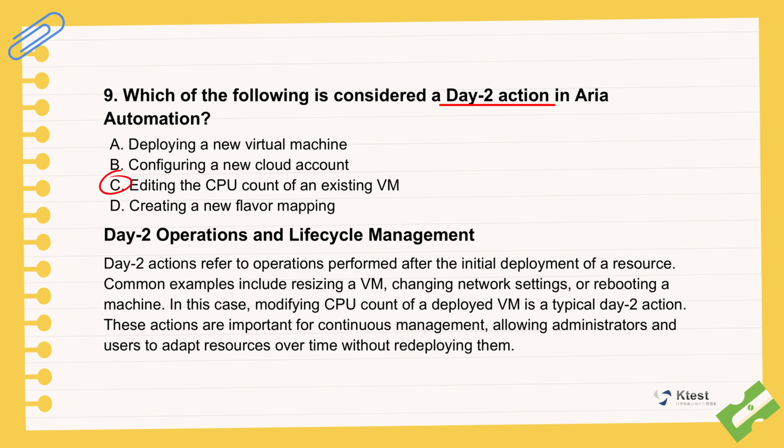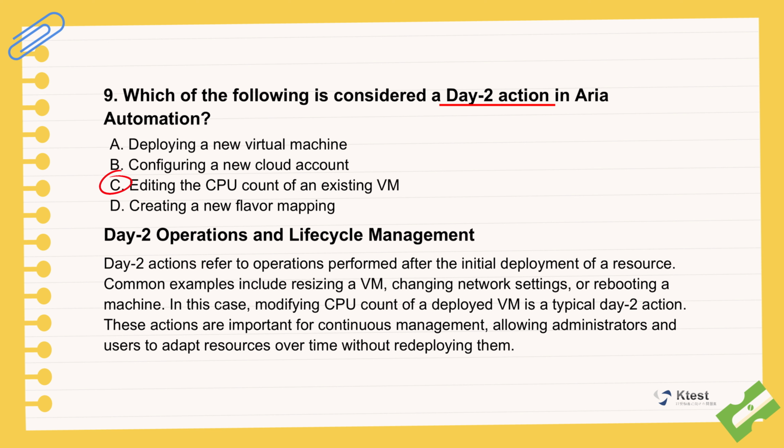Okay. Day 2 actions cover everything you might need to do after something is deployed. Resizing CPU or RAM, adding disks, changing network settings, maybe running a script, taking a snapshot, powering it off, powering it on, and eventually decommissioning it. All through Aria? Ideally, yes. Performing these actions through Aria's interface, or maybe triggering an orchestrator workflow to do them, provides a consistent, audited, and often automated way to manage things.